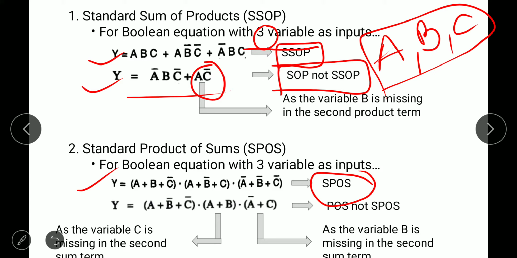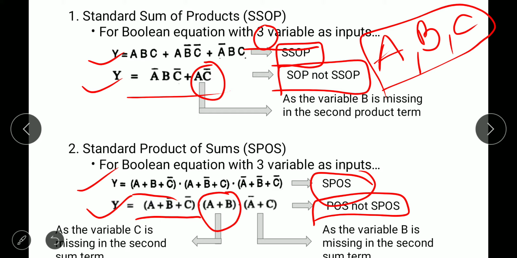Why? Because all the literals or variables are present in each term, in complemented or uncomplemented form. Second, Y is equal to A B bar plus C bar, dot, A plus B, dot, A bar plus C. This is not called a standard POS form. Why? Because in the second term, that is A plus B, C is missing. The variable C is missing in the second sum term and the variable B is missing in the third term, so this is not a standard POS form.